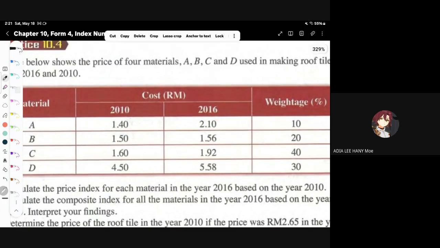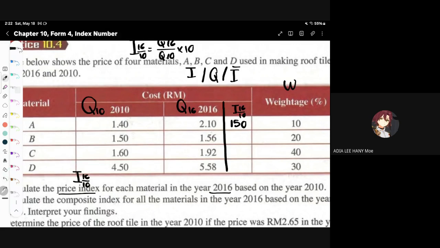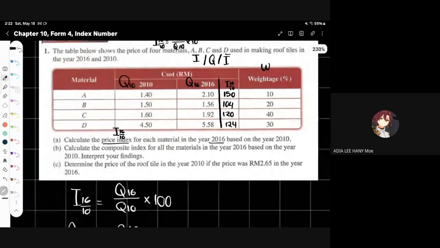So basically, the formula is very simple. The formula is this divided by this and then times 100. So 1.56 times 100 divided by 1.5 is 104. 1.92 times 100 divided by 1.6 is 120. And 5.58 times 100 divided by 4.5 is 124. Okay, very simple.